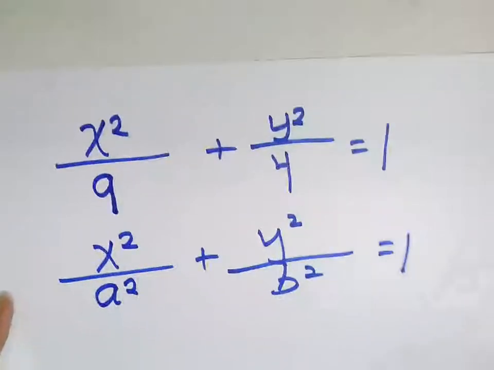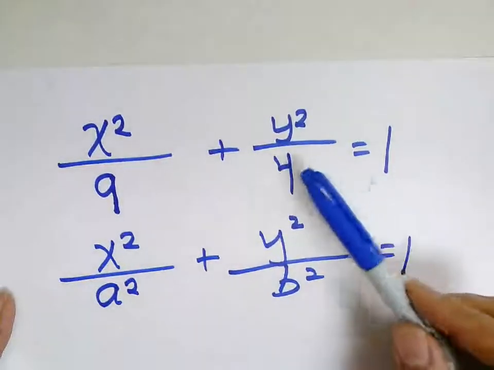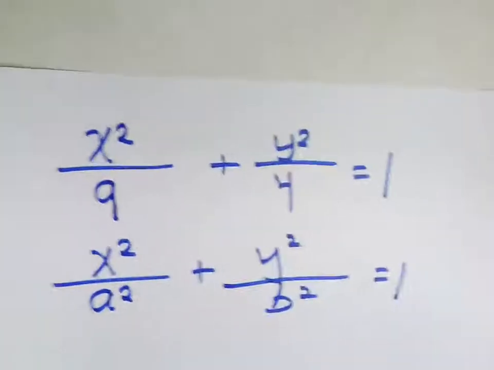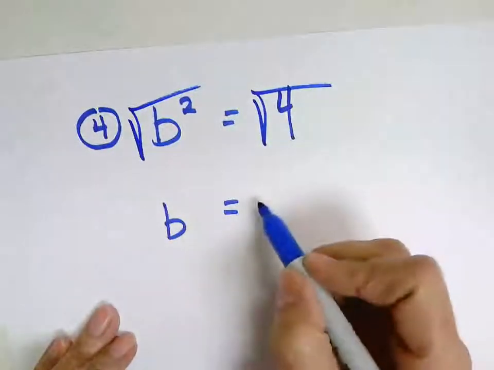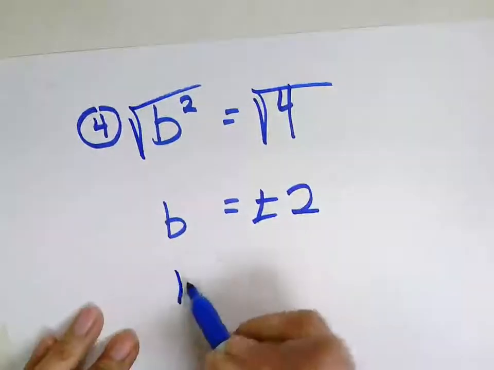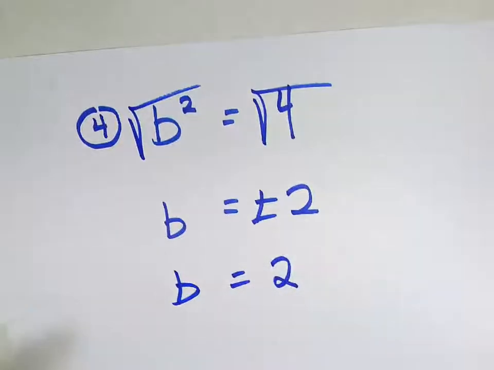And again, here is our equation. The b squared is going to be 4. So over here, I put my b squared is equal to 4. And then if I take the square root of that again, I'm going to get plus or minus 2. But we're talking about a distance, so the b is 2 units.